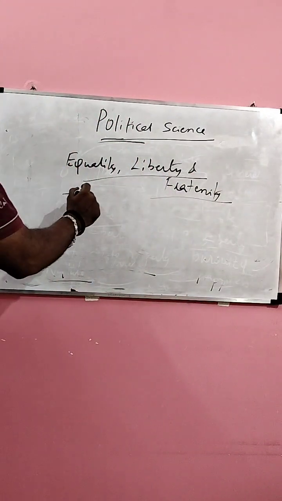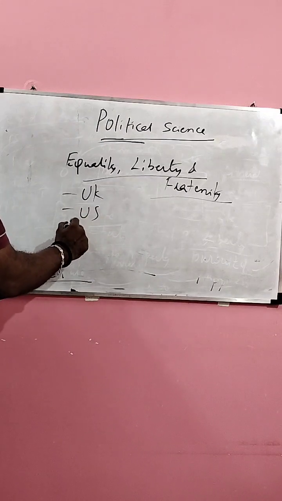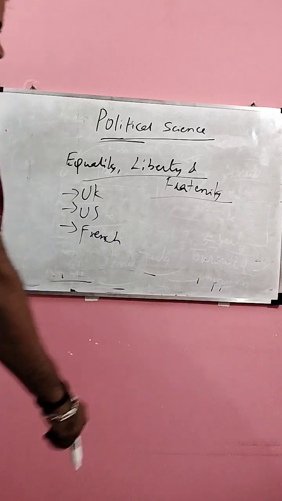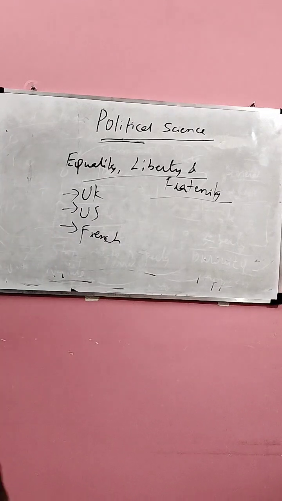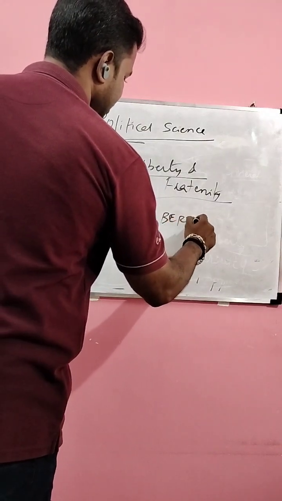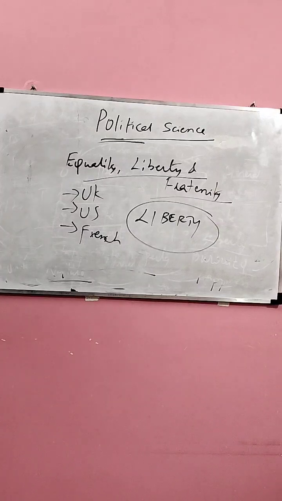So you see liberalism in the British context, in the US context, and in the French context. The three states were talking about many values, but you are able to see a very important common value. What is it? It is liberty. Freedom of the individual is a common value in the UK, the US as well as France.